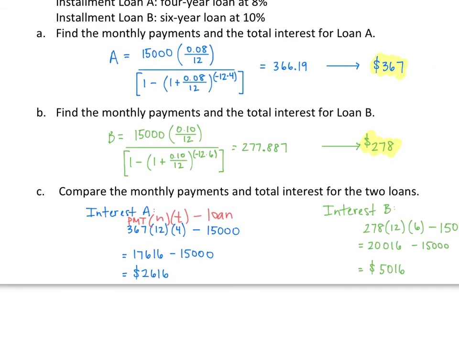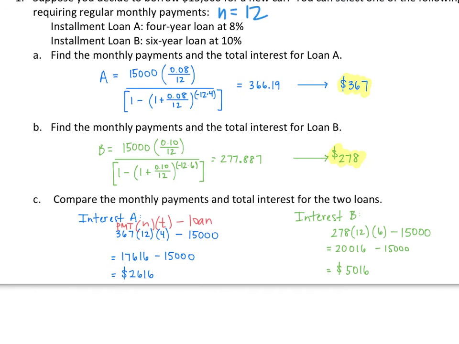For loan B, if we take a look, our monthly payment is $278. We're making this 12 times a year for 6 years. So what we're really paying for this car is $20,016. We're going to subtract the loan amount, and in the end, we're really paying $5,016 in interest alone.